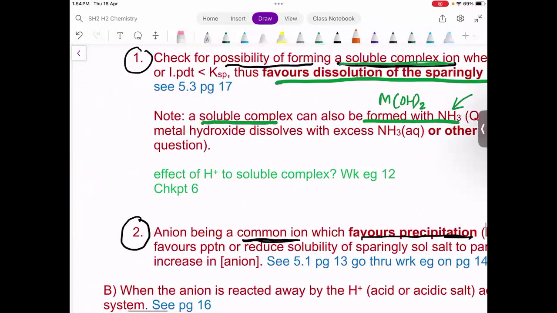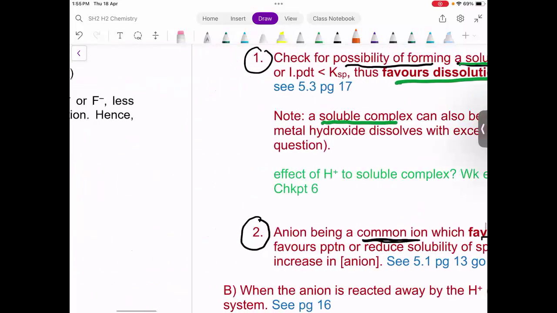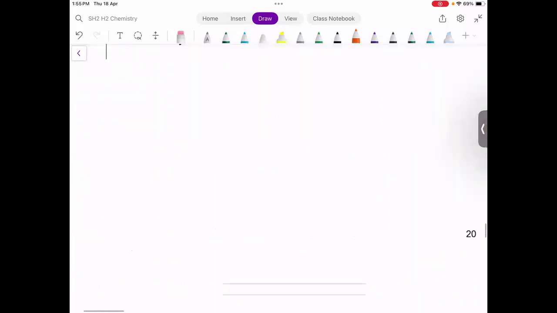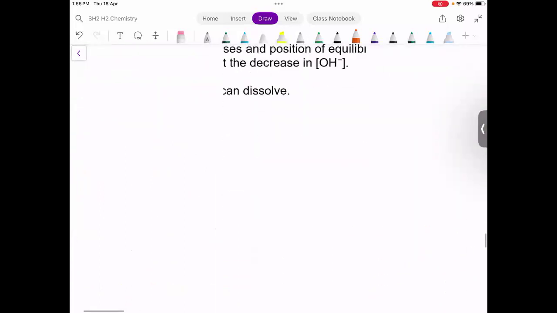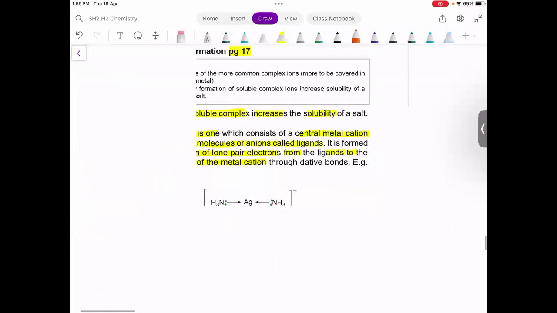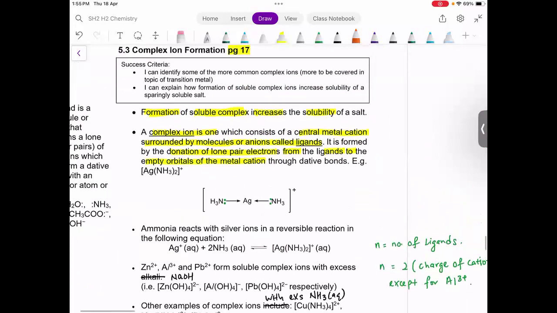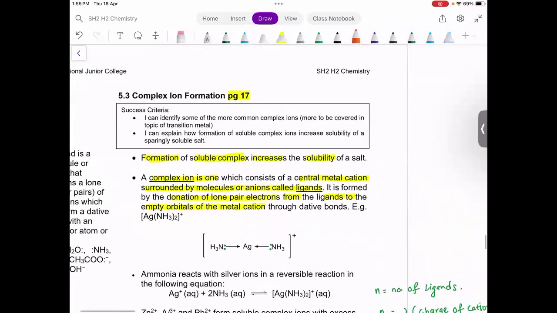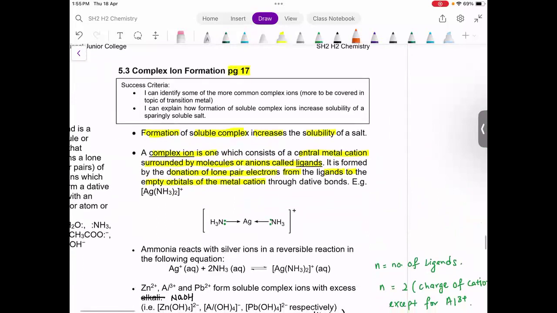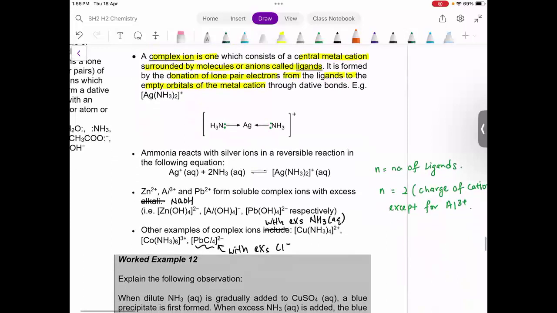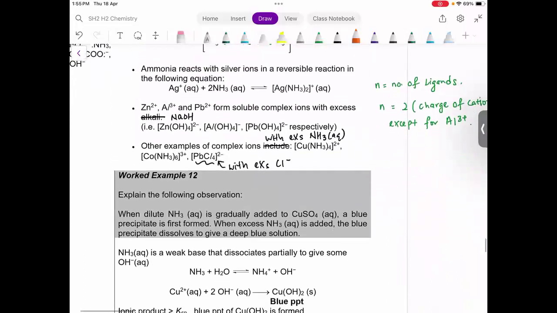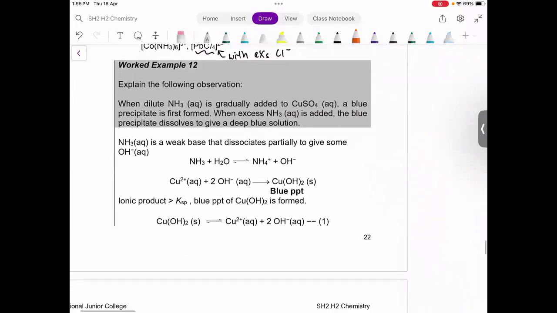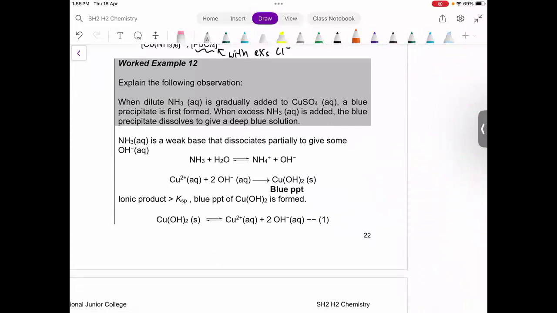Right, so let's quickly look at checkpoint 6. It's on page 17. This is an example of complex formation. You read it yourself. So this worked example here, shall we look at worked example 12 first?